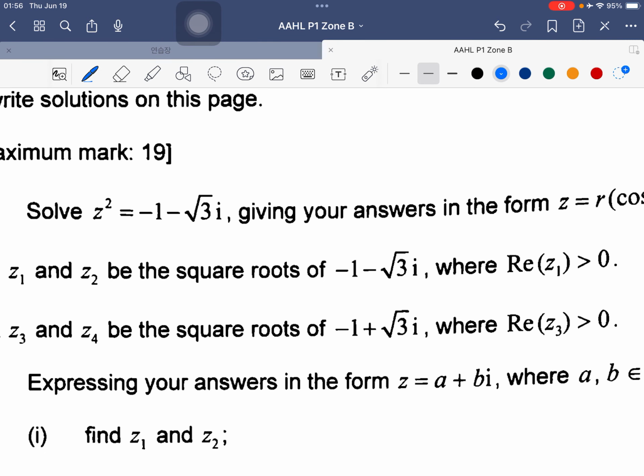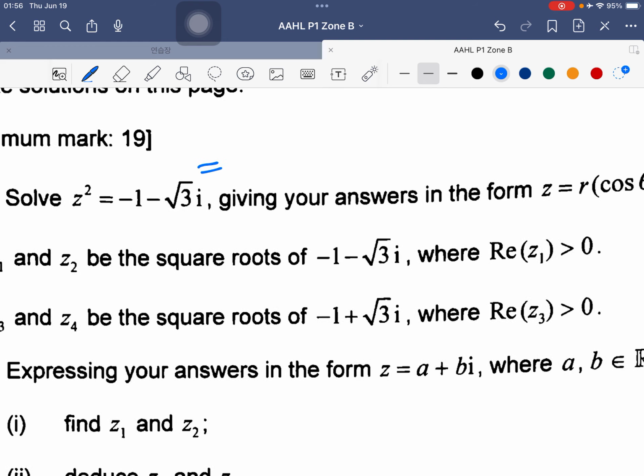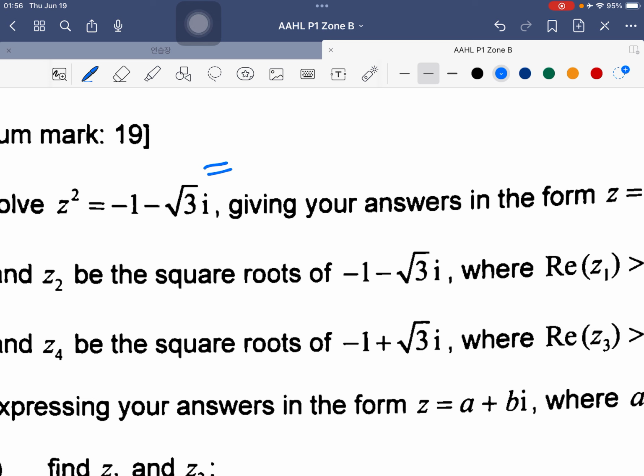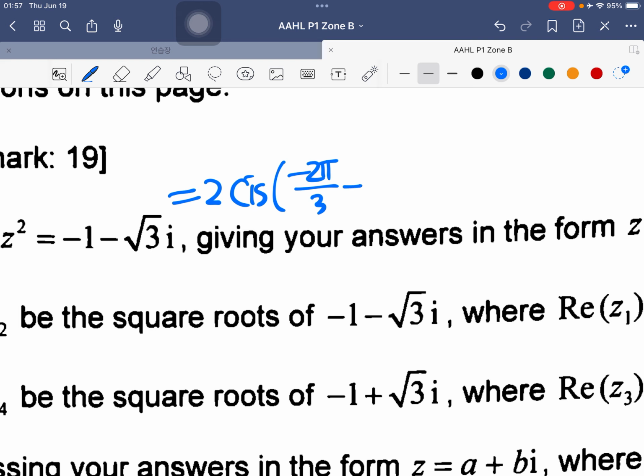This one can be expressed as -1 minus square root of 3 i, and the modulus is 2. You know the argument: this is in the third quadrant, and tangent theta, tangent of the angle 1 over root 3, is pi over 3. So in the third quadrant, it should be minus 2 pi over 3, right? And we can also always add the 2 n pi over here.